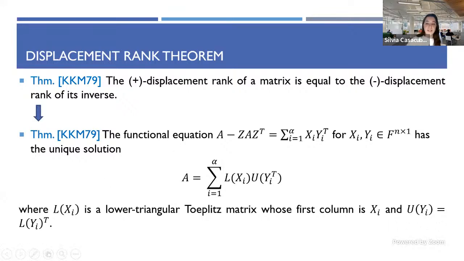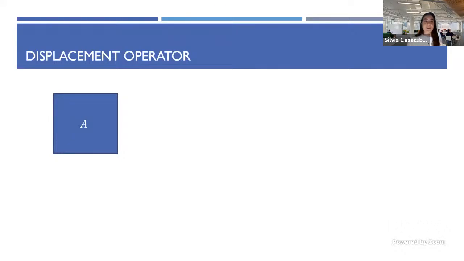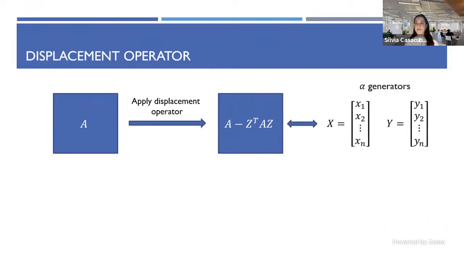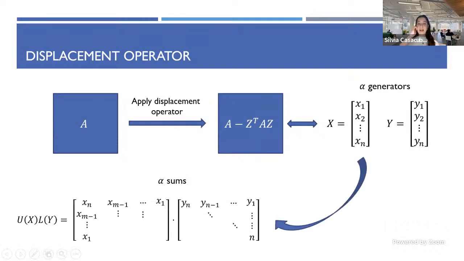And so let me display this theorem in a picture, which is clearer. So we have a matrix, then we apply the displacement operator, we get the displaced matrix, which has displacement rank alpha. And so because it has displacement rank alpha, we can express this matrix with alpha vectors, which we call generators. And then Kailath et al. tell us that if we want to go back to the decompressed, like original undisplaced matrix, we take the entries in these generators, we place them in these upper and lower triangular Toeplitz matrices. So you see, again, it's repeated entries. And if we perform these alpha sums and the alpha products, and then we sum them together, we obtain the original matrix. So that's how we go from displaced to undisplaced.